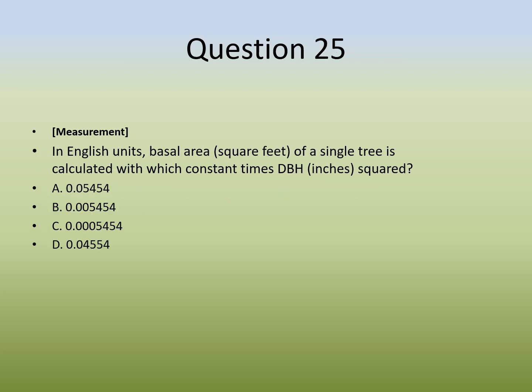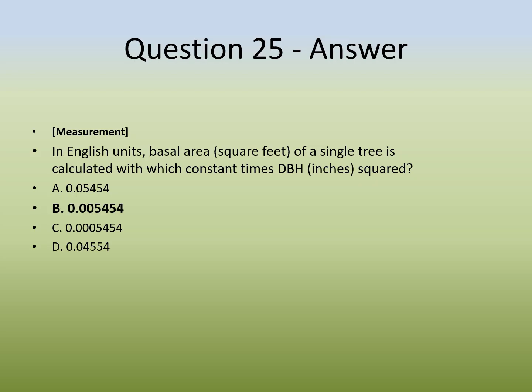Question 25. In English units, basal area, in square feet, of a single tree is calculated with which constant times DBH in inches squared? Is it A, 0.05454, B, 0.005454, C, 0.0005454, or D, 0.04554? The answer is B, 0.005454.